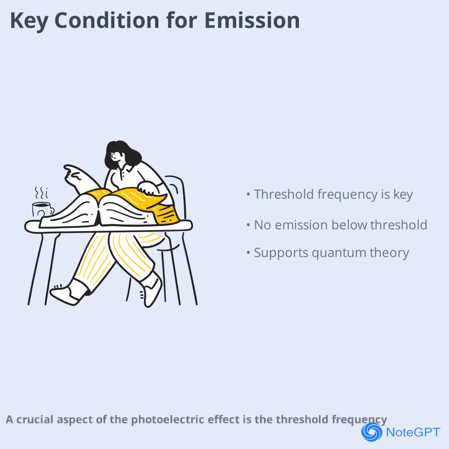A crucial aspect of the photoelectric effect is the threshold frequency. This is the minimum frequency of incident radiation required to eject electrons from the metal surface. If the frequency is below this threshold, no electrons are emitted, no matter how intense the light is. This observation could not be explained by classical wave theory, which predicted that increasing intensity should eventually cause emission. Instead, it highlighted the quantum nature of light, where energy is delivered in discrete packets called photons.